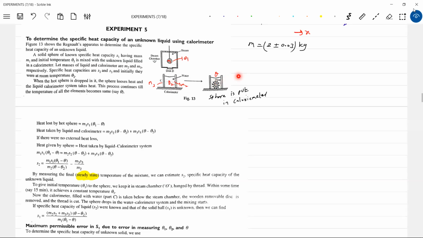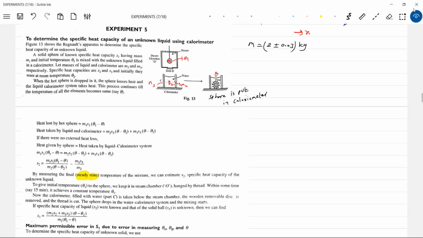So what shall I do now? 5 minutes is sufficient, though in some lab manuals they give 10 minutes also. Anyway, the calorimeter is insulated, no problem. 5 minutes is advisable, so you have to wait for 5 minutes. 5 minutes means it'll become steady. There'll be enough exchange of heat between the sphere and the liquid, and thermal equilibrium will be attained. Not immediately. In exams, they'll test practical questions like: should the temperature of the mixture be measured immediately after dropping the sphere? No, after some time it should be measured. That's the meaning of steady state.